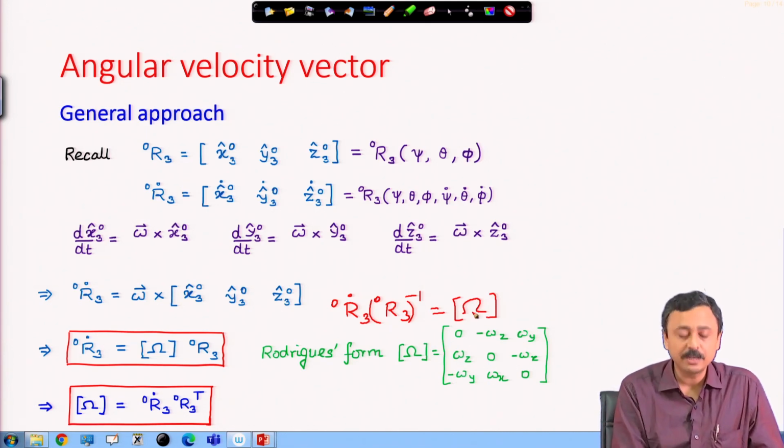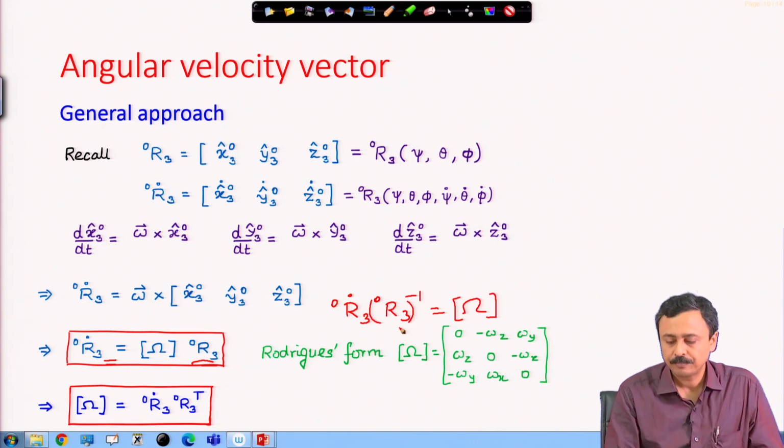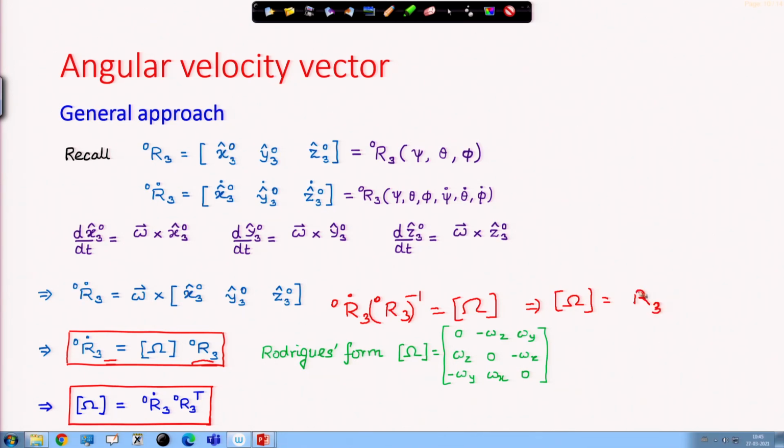and remember, it is very important to note the order. If it is post multiplied, it must be post multiplied when it is inverted, and this implies omega is equal to R from 3 to 0 dot times the inverse of the rotation matrix, which is nothing but its transpose. And from here, from the Rodrigues form, I can read out the individual components of the angular velocity, and this is a very general approach. You can do this for Euler angles, representing angular velocity in terms of the Euler angles, for example.